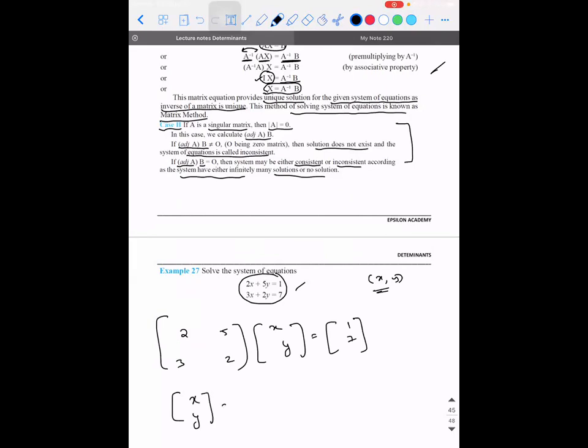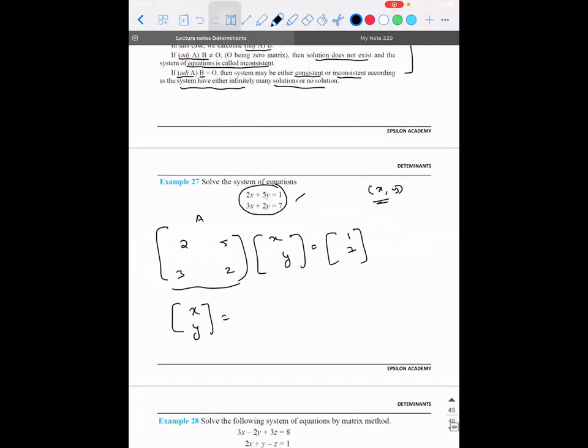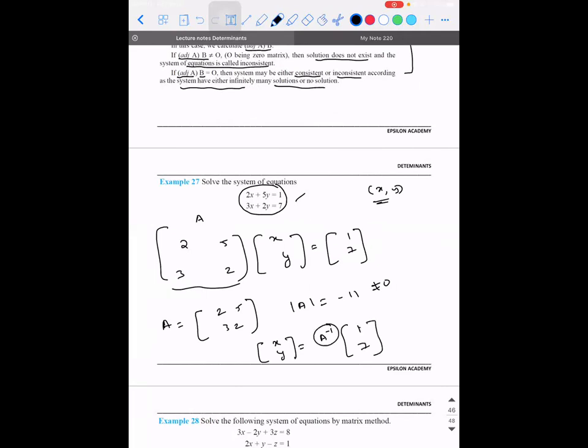So matrix x, y will be equal to, if I take this matrix as A, A is equal to 2, 5, 3, 2. Is it a singular or a non-singular matrix? Non-singular. So the determinant is going to come out as 4 minus 15, which is minus 11. Since it is not equal to 0, I can write matrix x comma y is equal to A inverse of 1, 7. So you know how to find the value of A inverse using the adjoint method. A inverse is equal to adjoint of A divided by the determinant of A. Find it using the adjoint method, then substitute it here and multiply both. That will give you the required answer.